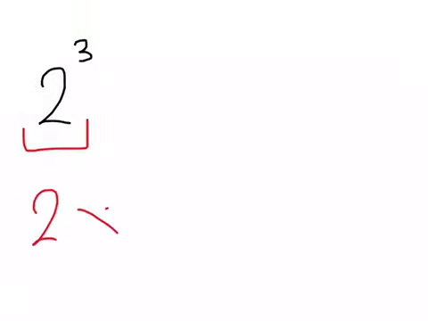Alright, in this video we're going to be looking at an introduction to index notation. Index notation is when we have a large number and a little number there. This number here is the number that has been multiplied over and over again. Index notation is a shorthand way of writing these long numbers here.